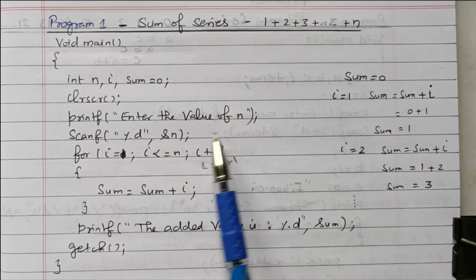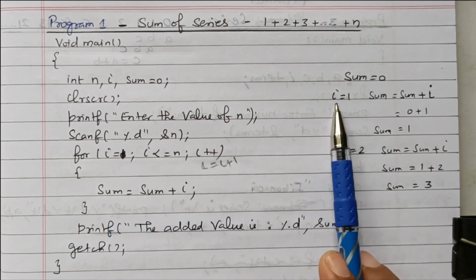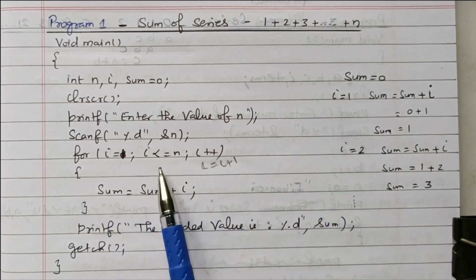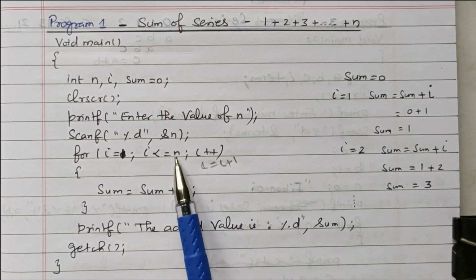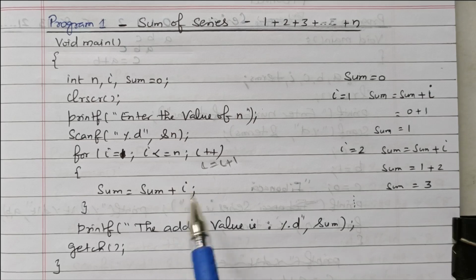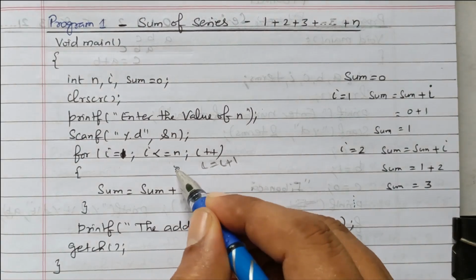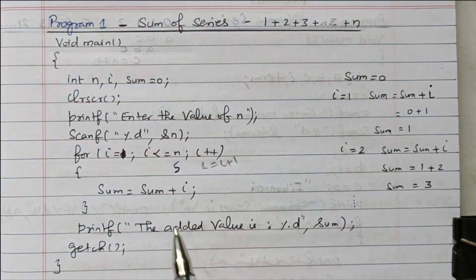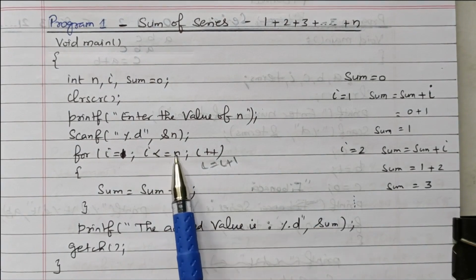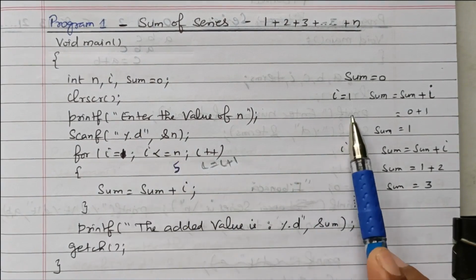So what is the initial value? i equal to 1. First the i value is 1. Right? So it will go to the condition: i is less than or equal to n. Let us consider the n we entered is 5. You can go up to 5. So this condition is satisfied. It will go to the statement.